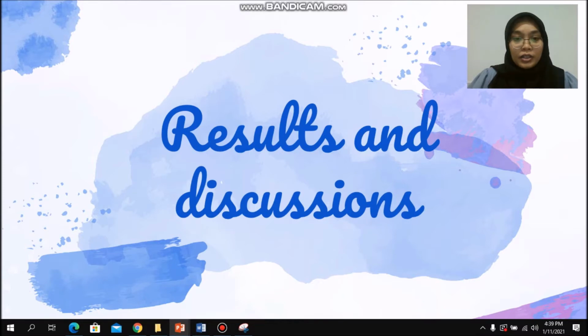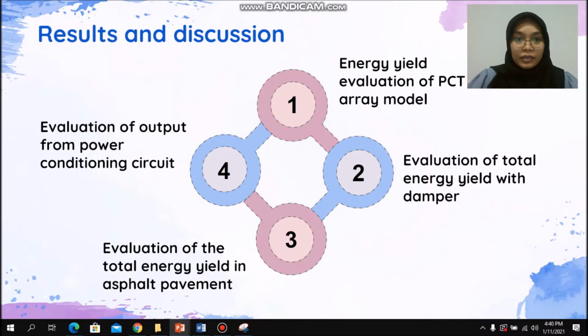Okay, now I will present the results and discussions. The results and discussion have been divided into 4 sections. First is the energy yield evaluation of the PCT array model. Second is the evaluation of total energy yield with damper. Third is the evaluation of the total energy yield in asphalt pavement, and the fourth is the evaluation of output from the power conditioning circuits.